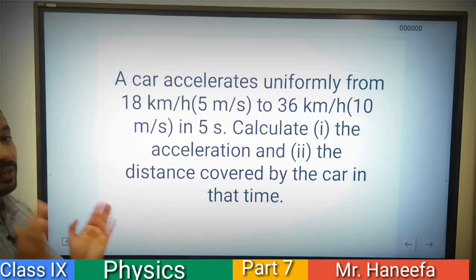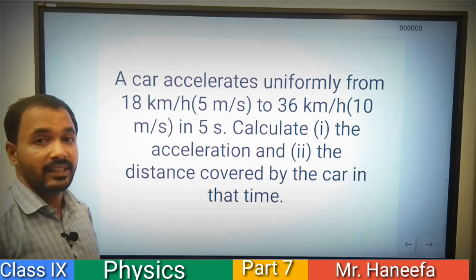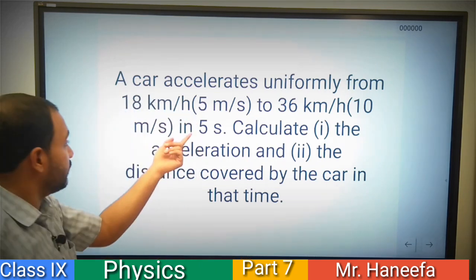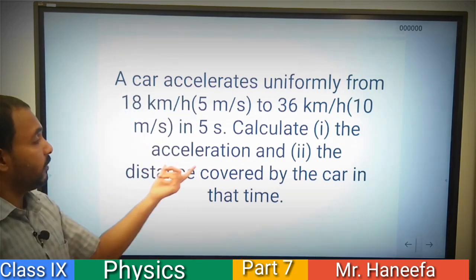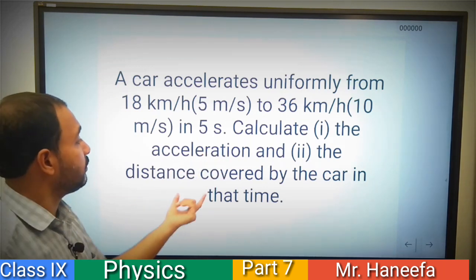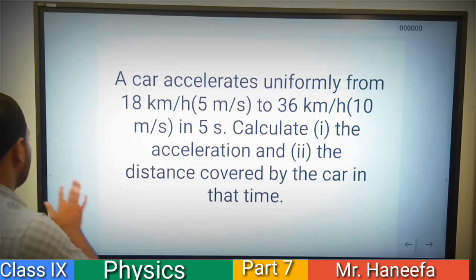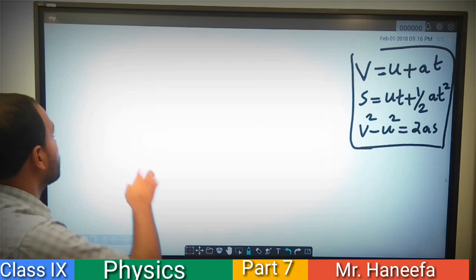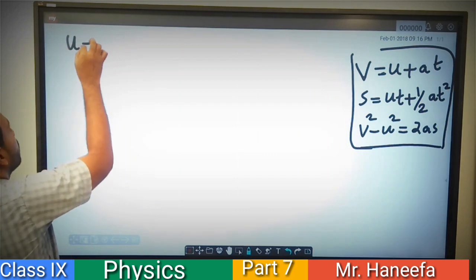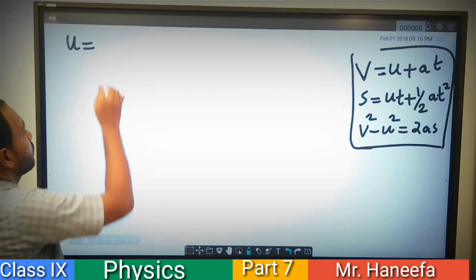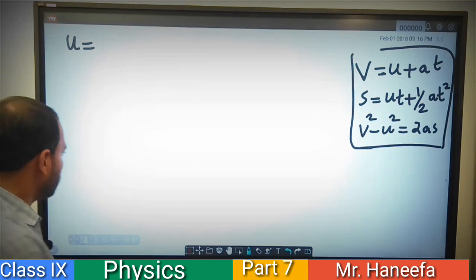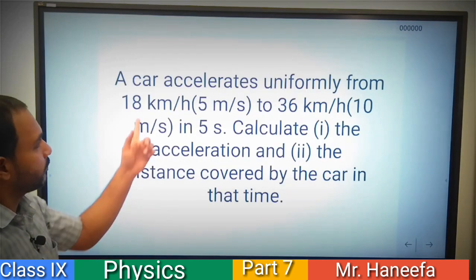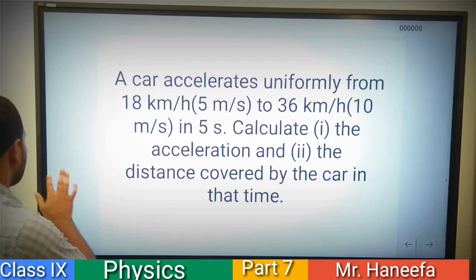So here two velocities are given. The first velocity is the initial velocity. The second, 36 km per hour, is the final velocity. Time is 5 seconds. Then we have to find the acceleration and distance covered. So what are the given terms? First, u equal to, what is u? 18 km per hour.